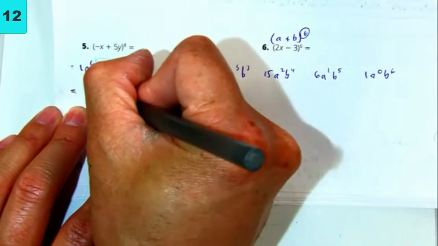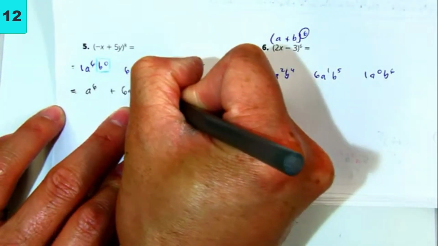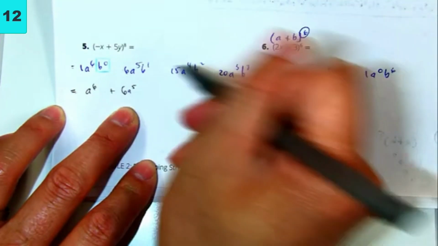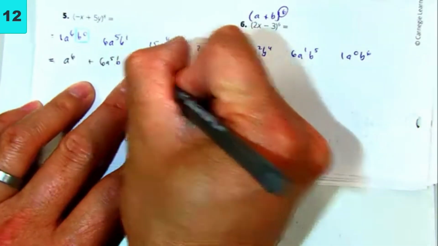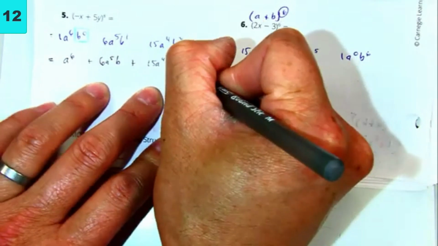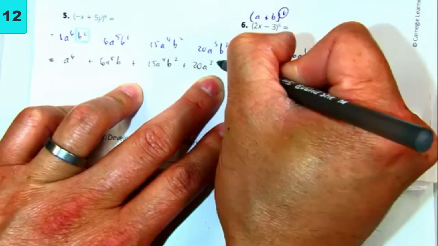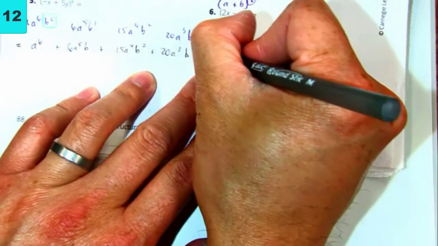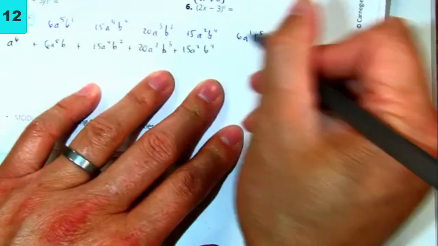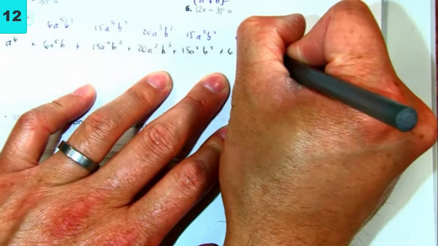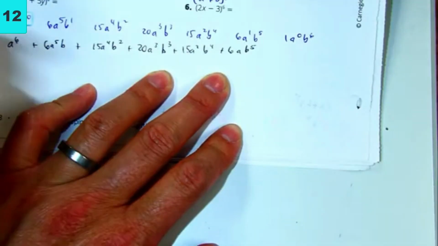A to the 6th, plus 6a to the 5th b, plus 15a to the 4th b to the 2nd, plus 20a to the 3rd b to the 3rd, plus 15a to the 2nd b to the 4th, plus 6a b to the 5th, and then plus b to the 6th.